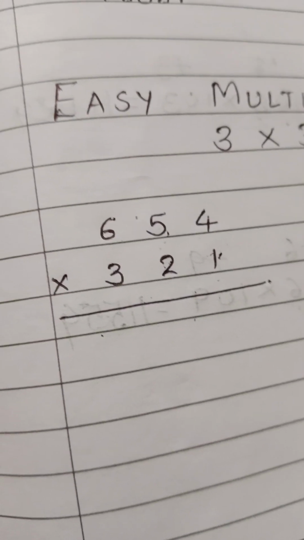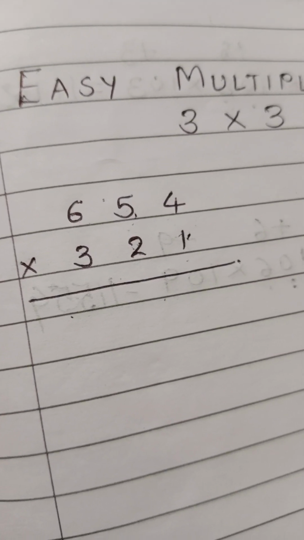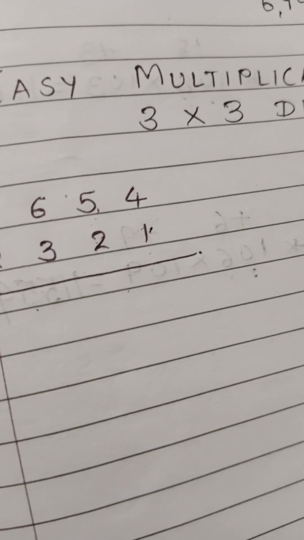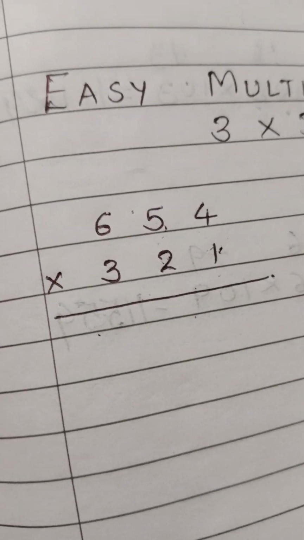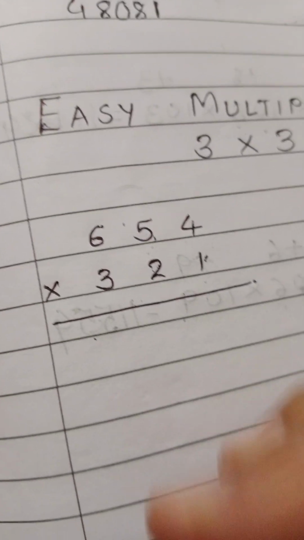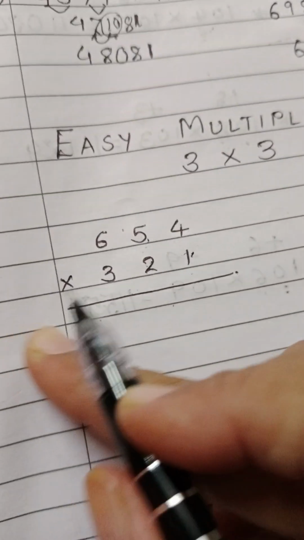Hey friends, welcome to Easy Multiplication Tricks by Fast Learners. Today we are going to learn how to multiply 3-digit numbers with 3-digit numbers. And I have written an example over here which I am going to explain to you.